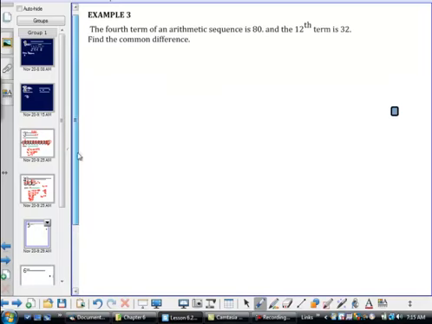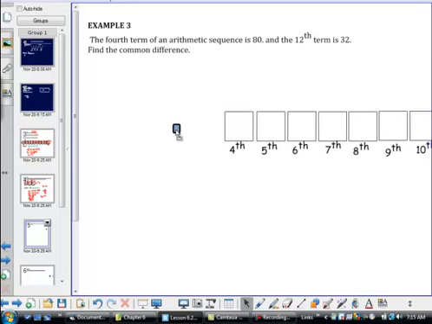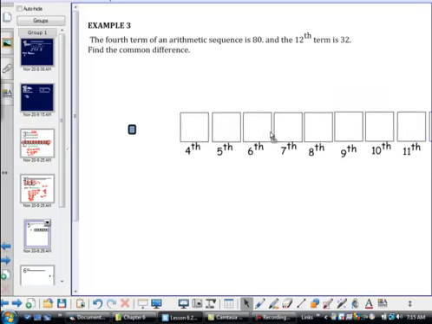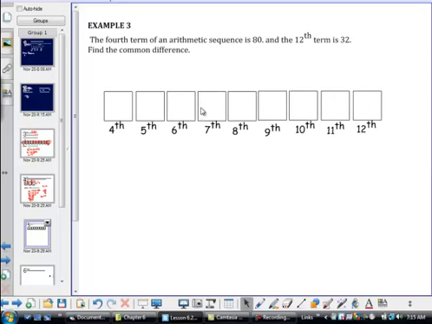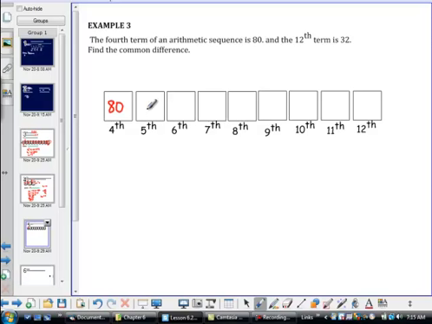Oh, we kind of extended the page there. There we go. Okay, the 4th term of an arithmetic sequence is 80, and the 12th term is 32. Find the common difference. Once again, I'm going to give myself a little visual. I always give myself a visual, and then I decide whether I want to do the explicit or the recursive. So the 4th term, they tell me, is 80. Notice we didn't start with the first term. And the 12th term is 32.